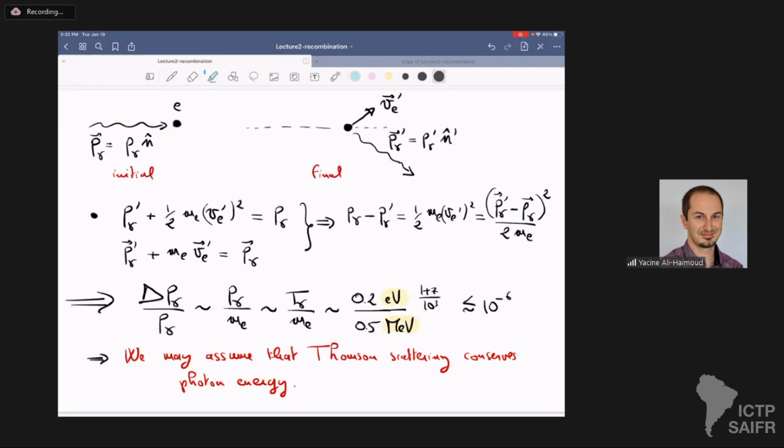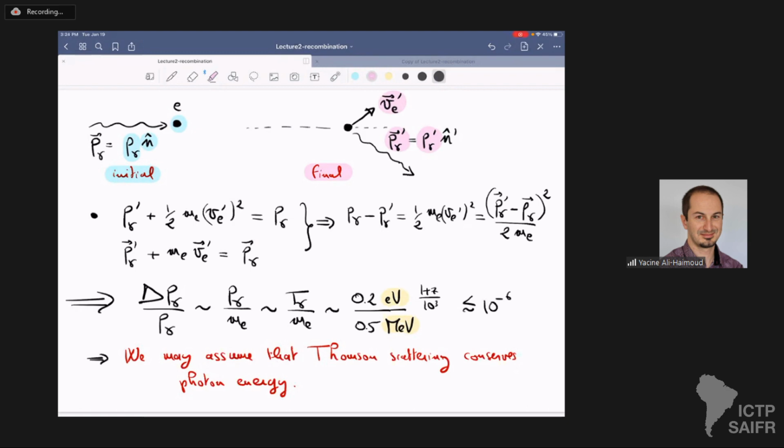So let's consider a Thomson scattering event. Here's my initial state. I have here, to simplify, an electron which starts at rest. So I'm going to the rest frame of the electron. Some photon has a momentum p gamma, which is p gamma times some direction of propagation. And now in the final state, the photon is scattered in some other direction. It has p gamma prime momentum. And then to conserve momentum and energy, the electron will also acquire some recoil velocity.